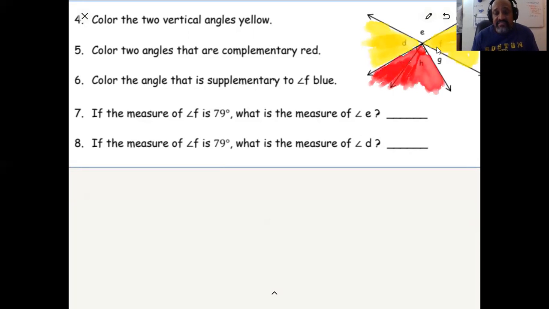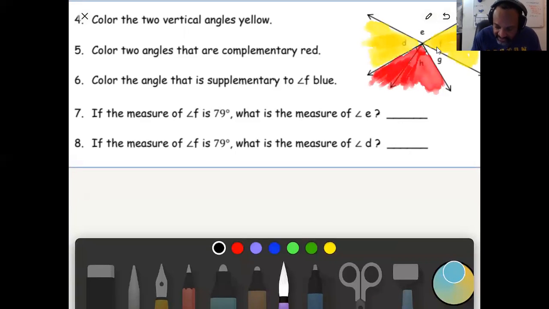All right, done. So now it says color the angle that is supplementary to F. And F, let me write it. It's a little hard to see. This is F, and they want the supplement to F. Supplement, straight line, 180 degrees. So that means the supplement to F is going to be E. And so I can color this in just like this.